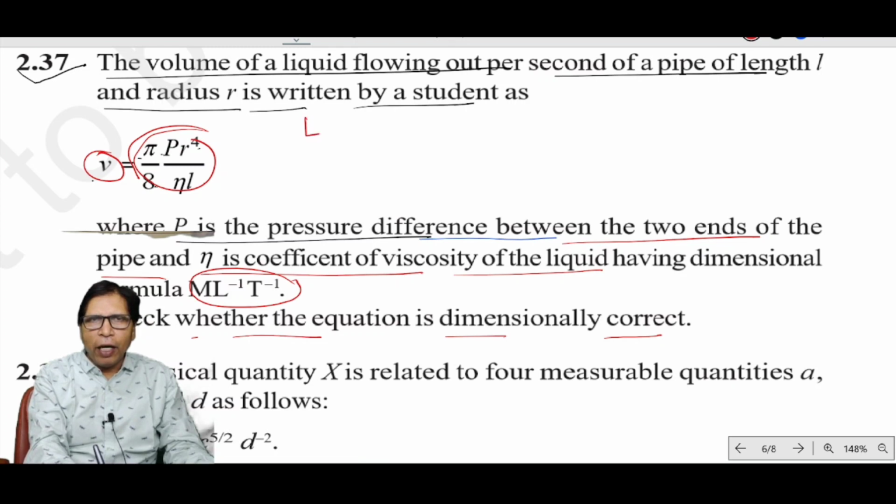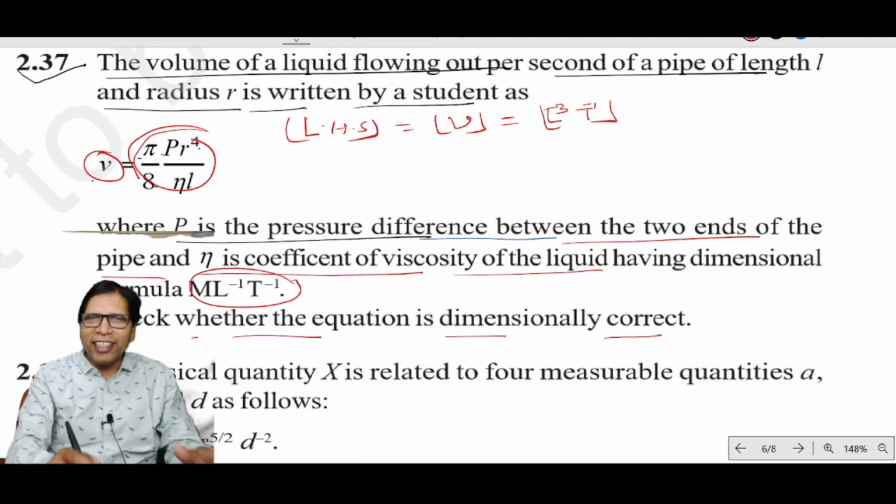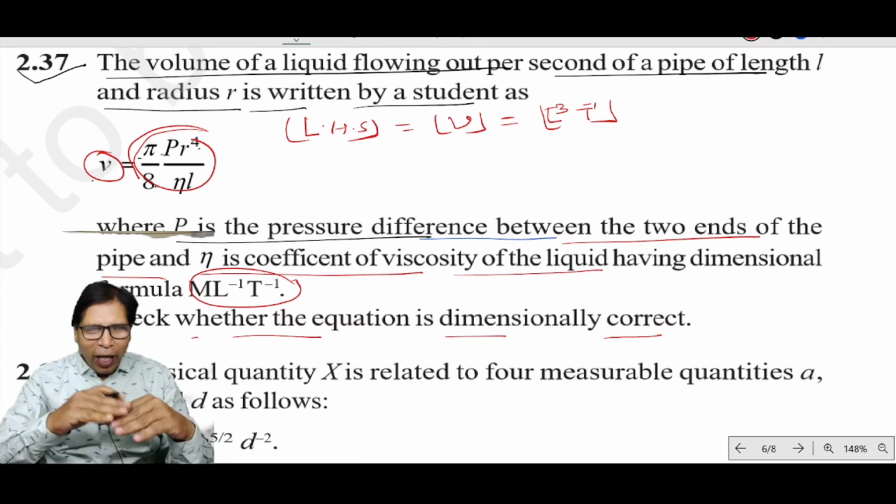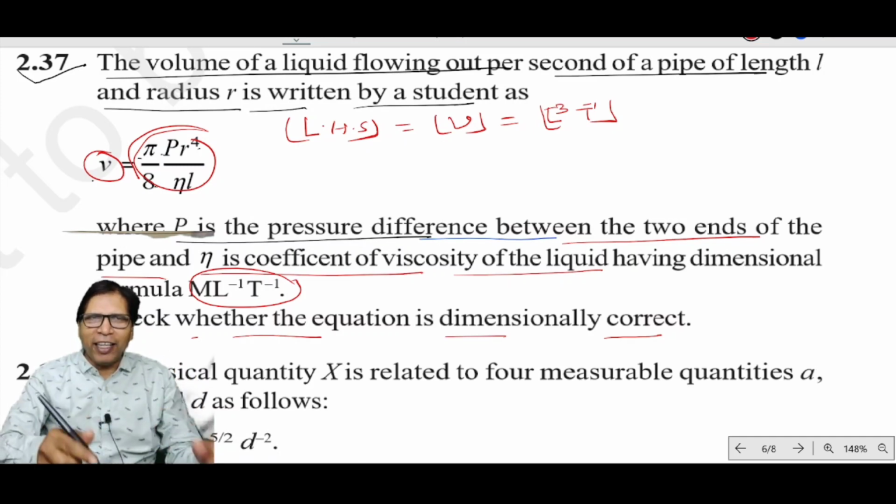Now look at this, the dimension of LHS. This is the volume of liquid flowing per second, that is rate of volume. So the dimension of this is L cube T minus 1. This is the dimension of LHS. Now we have to calculate the dimension of RHS.